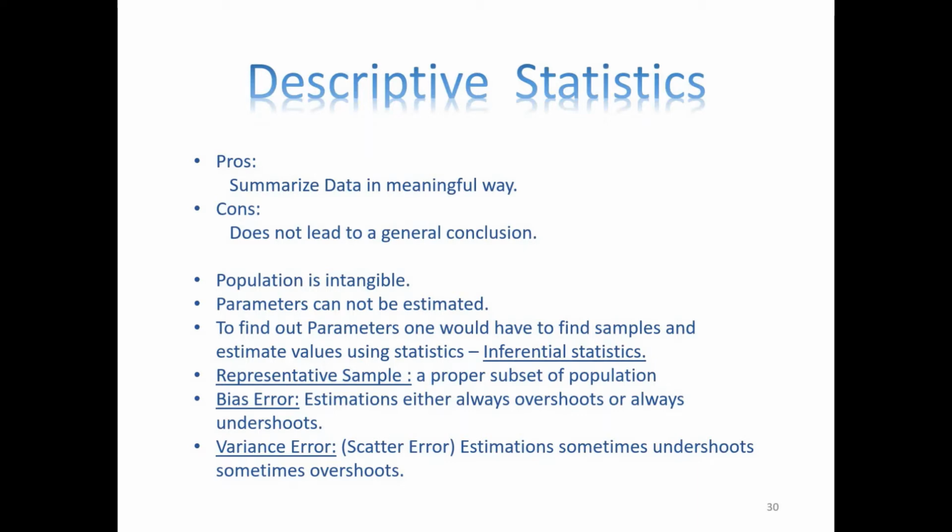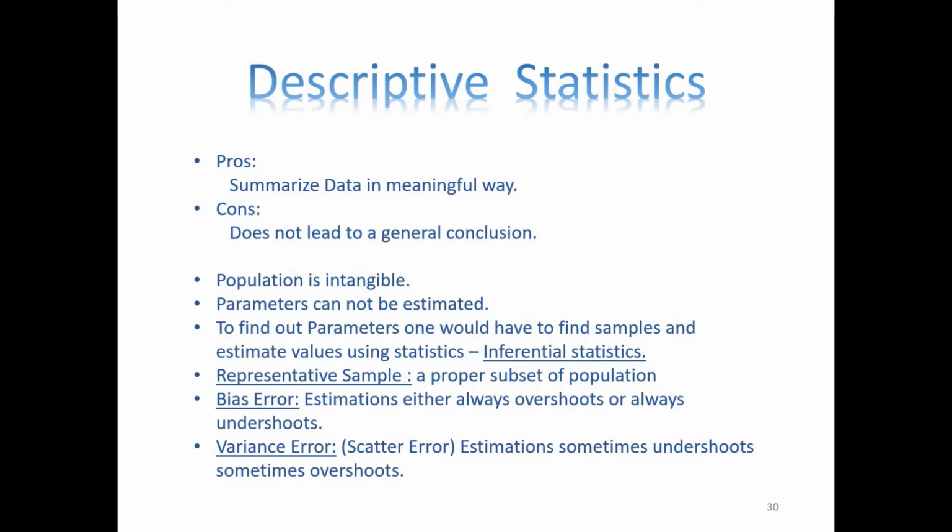Now, the thing is that population is intangible. Population could be very large, something which could range to infinity. When we talk about the world population, the data about this world population could be infinite, right? So when we try to find out details about the population, parameters like the average age of the entire world population would be pretty difficult to find out, right? We cannot estimate the parameters directly.